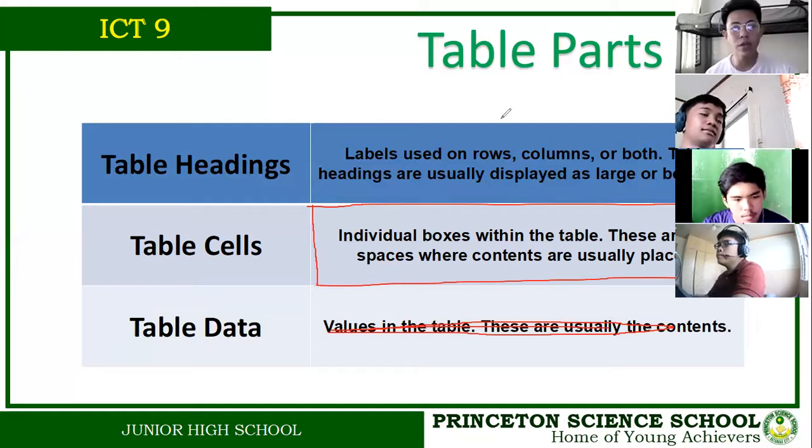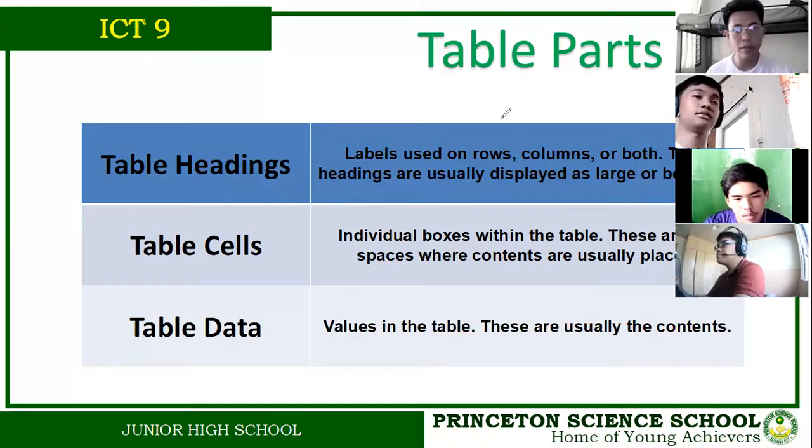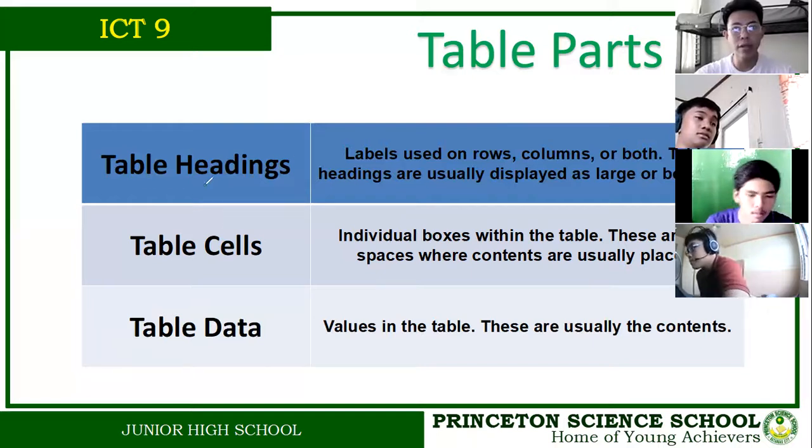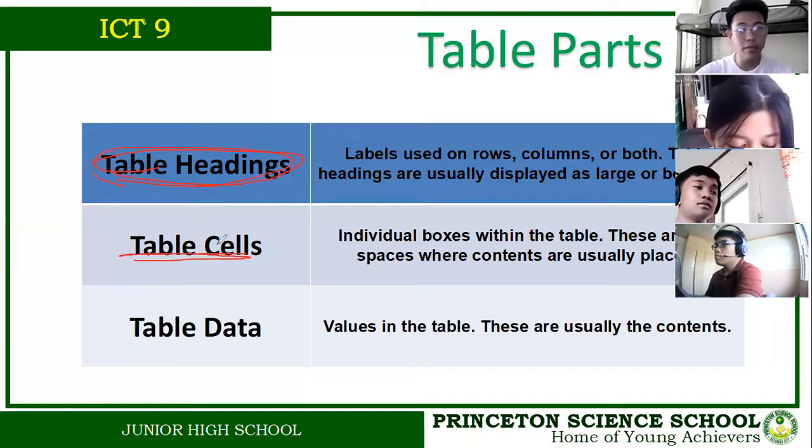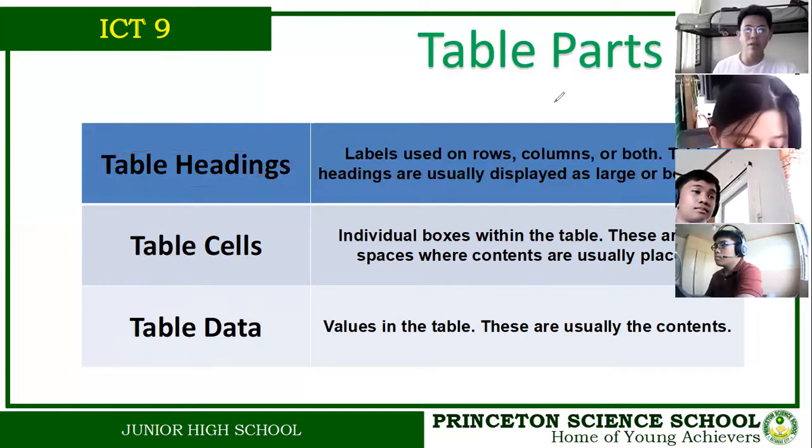If you can imagine a bottle, for example, a bottle of water. The table heading is the name of the bottle. For example, Absolute. The word Absolute is the table heading. It is the one describing what is inside the bottle. The table cell is the bottle itself. And then the table data is the water, the content of the bottle. Okay, so are you getting this kind of description?